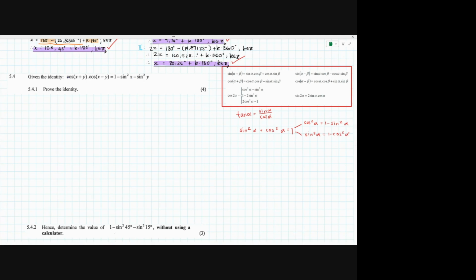So what I mean by that is this cos of x plus y is a compound angle formula, cos of alpha plus beta. I can go and write or expand that, and I can go and get a solution. Same as this cos of x minus y is a compound angle formula or identity. I can go and expand that to get multiple terms.